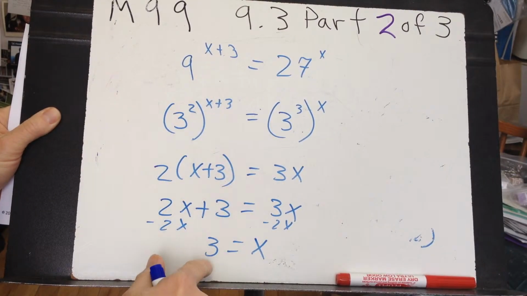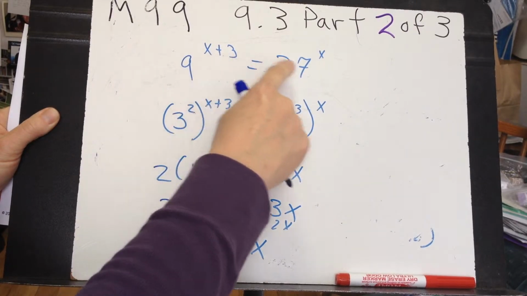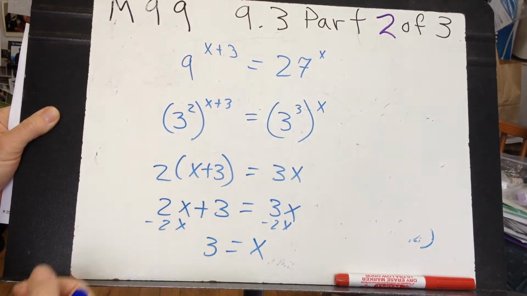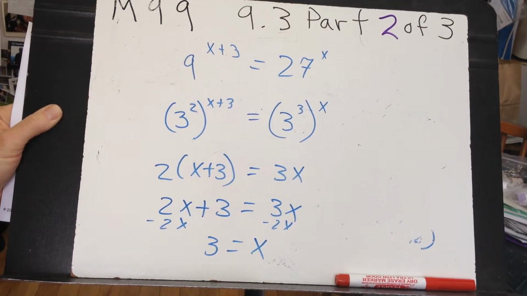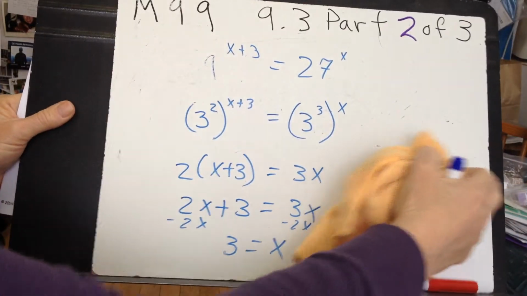So this means that if x is 3, 9 to the 6th power should be the same thing as 27 to the 3rd power. You can put each of those in your calculator and see if they're equal, and that's how you can check your answer.